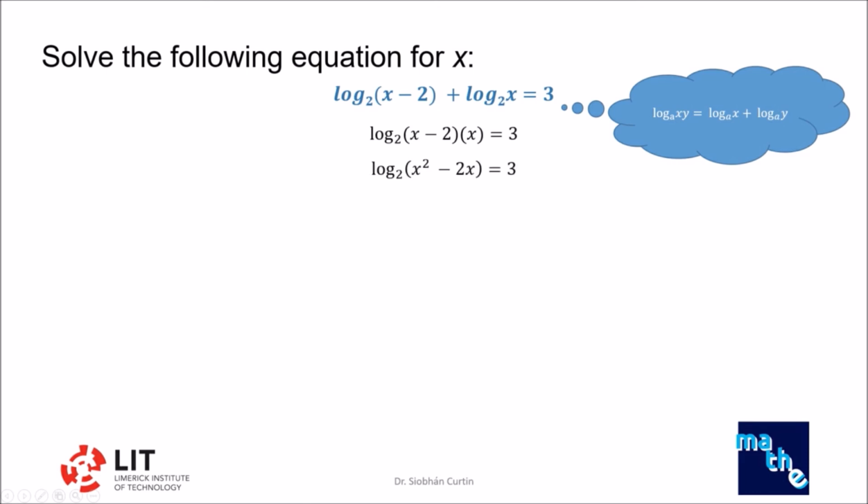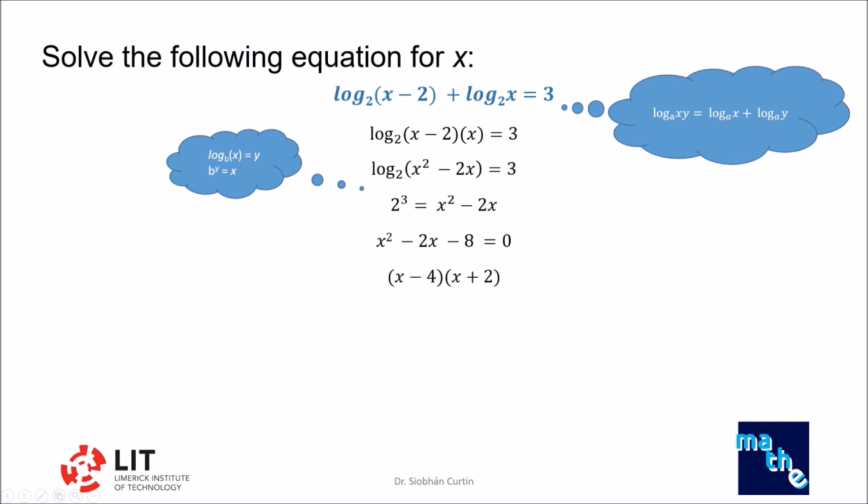So working out the brackets, it becomes the log of x squared minus 2x to the base 2 is equal to 3. Using our form where we change between exponential to log and log to exponential, we can apply this formula here. We end up with 2 to the power of 3 is equal to x squared minus 2x. So that is x squared minus 2x minus 8 is equal to 0.